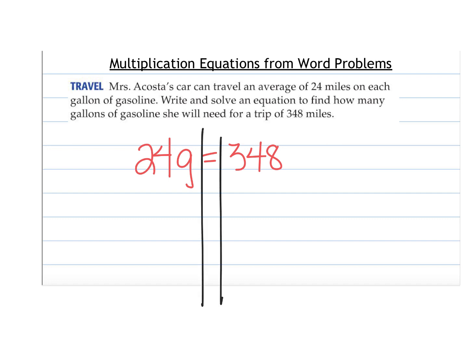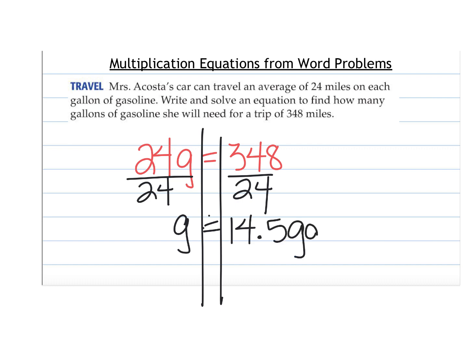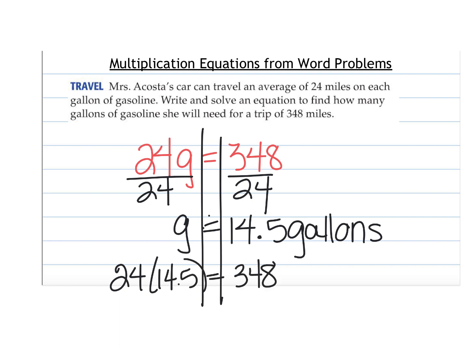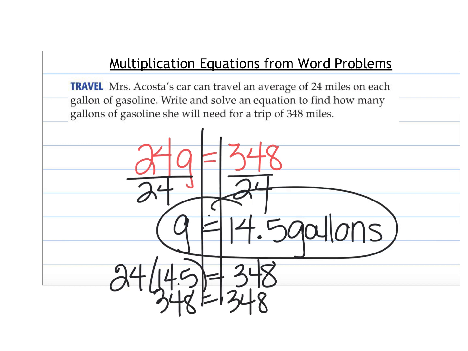We're going to do our tracks. We're going to divide both sides by 24, and then we have 348 divided by 24, and we get g equals 14.5 gallons. And then I'm going to check it. I'm going to do 24 times 14.5, and I'm going to stick that in my calculator, 24 times 14.5, and I get 348. So that checks, and then we can circle it.